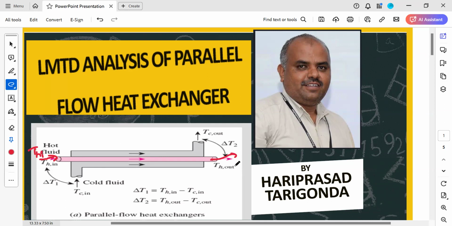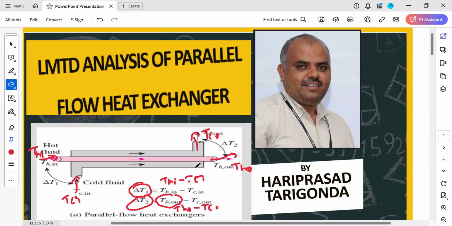Here TH naught will be there, that is the hot fluid outlet temperature. Similarly, TCI is called the cold water or cold fluid inlet temperature, and TC naught is called the cold fluid outlet temperature. So here delta T1 is the temperature difference between the fluids at section 1, that is THI minus TCI, at inlet condition. Similarly, delta T2 is the temperature difference at outlet conditions, that is TH naught minus TC naught.